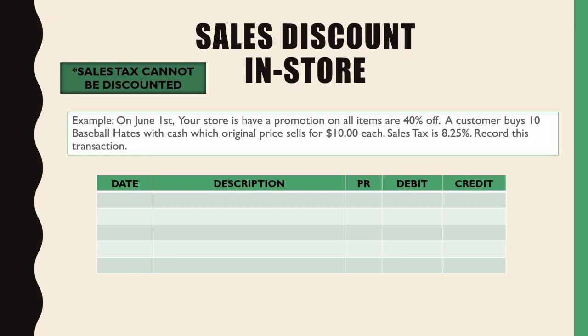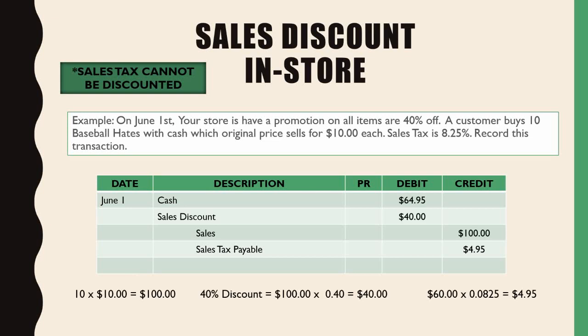So in this case, we're going to recognize cash, sales discount, sales, and sales tax. Because we need to recognize that we're going to be receiving money. We need to recognize that there's a discount going on. We need to recognize what the original sales is. And of course, we have to charge tax based on that. So again, the original sales, 10 times $10 gives you $100, okay?